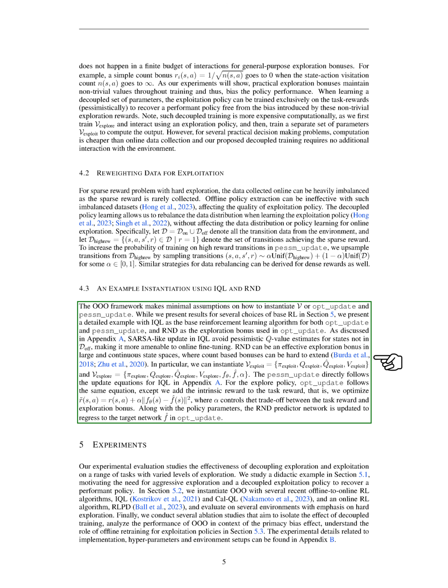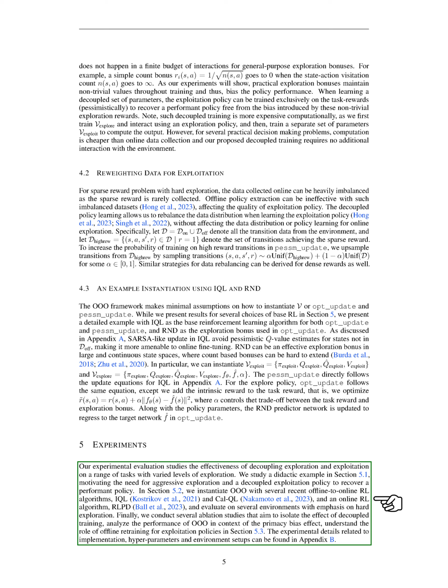Along with the policy parameters, the R&D predictor network is updated to regress to the target network in the optimistic update. In our experiments, we study the effectiveness of separating exploration and exploitation on a range of tasks with different levels of exploration. We use a simple example to illustrate the need for aggressive exploration and a separate exploitation policy to achieve a high-performing policy.